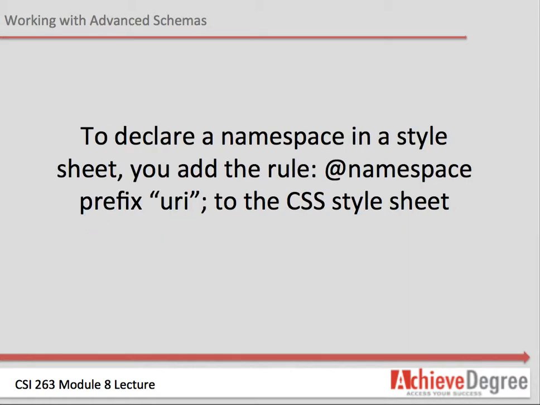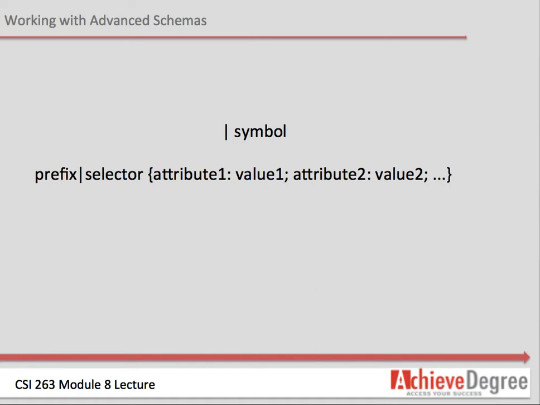To declare a namespace in a style sheet, you add this rule to the CSS style sheet, where prefix is the namespace prefix and URI is the URI of the namespace. Both the prefix and the URI must match the prefix and URI used in the XML document. After you have declared a namespace in a style sheet, you can associate selectors with that namespace by adding the namespace prefix to each selector name separated with this symbol, as follows. See the example.